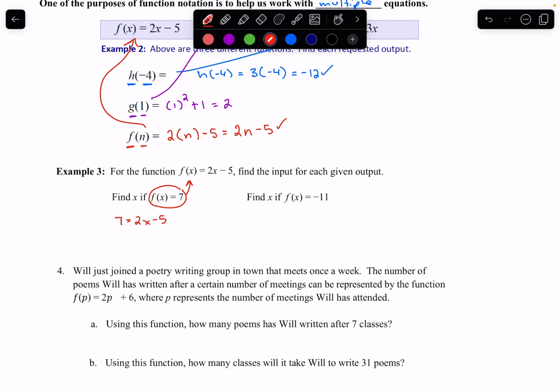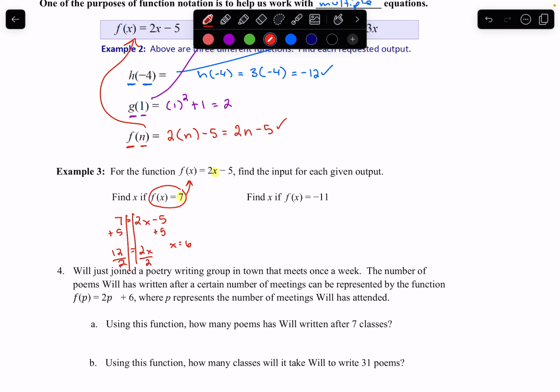What I'm looking for is the x value that when I plug it in right here for x, I'm going to end up with 7 as my final answer. So 7 equals 2x minus 5. I just want to figure out what x is. So I do my railroad tracks. I add 5 over here, add 5 here. 12 equals 2x, divide by 2, and x equals 6.